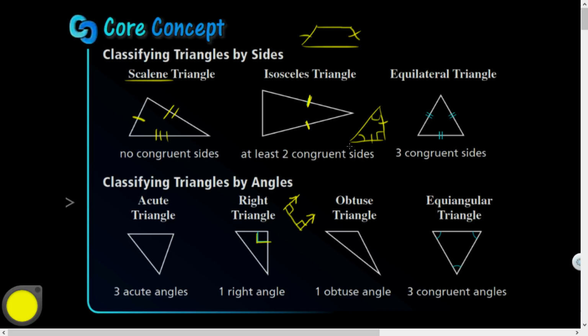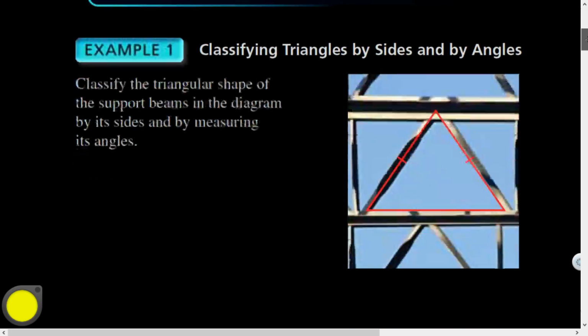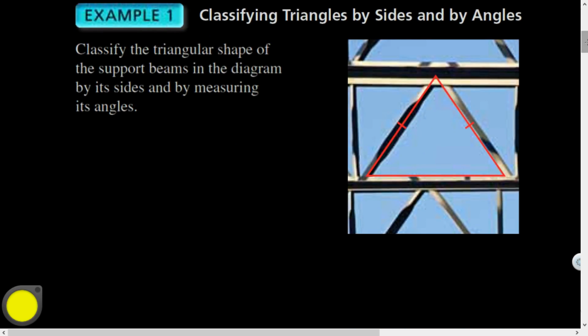Good stuff. Anyways, that's how you can classify triangles by two things. And it says, hey, look at this. What if you're looking at a beam or something, and you're like, oh, wow, it looks like these two sides are congruent. Let's classify this by sides and by measuring its angles. Measuring its angles? Oh dear, I did not plan on doing that. But how about side lengths here?